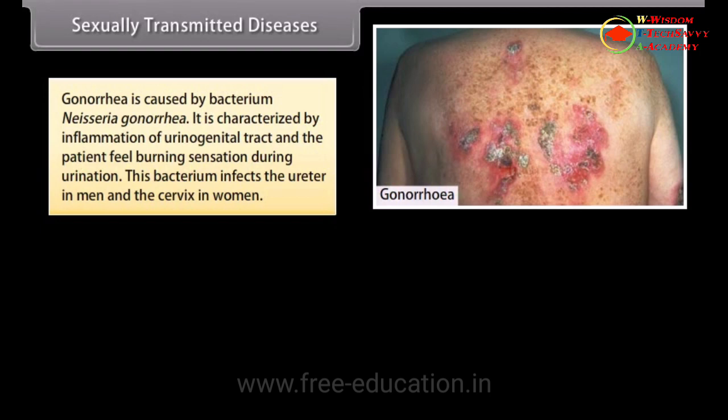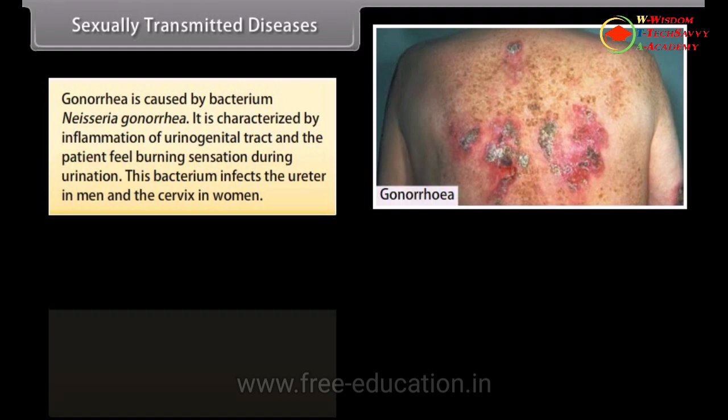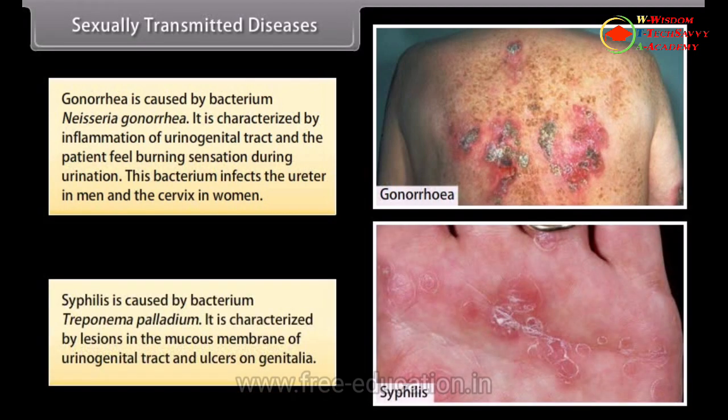Gonorrhea is caused by the bacterium Neisseria gonorrhoeae. It is characterized by inflammation of the urinogenital tract and the patient feels a burning sensation during urination. This bacterium infects the ureter in men and the cervix in women. Syphilis is caused by the bacterium Treponema pallidum. It is characterized by lesions in the mucous membrane of the urinogenital tract and ulcers on genitalia.